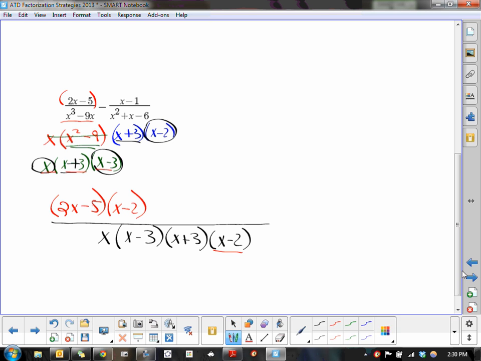Then we run across our subtraction sign. Then we got an x minus 1. I'm going to put it in parentheses right away. Now I got to figure out, what do I have to multiply this times to get our common denominator? What is this missing? It's missing an x and an x minus 3. Perfect. Now we're set up to distribute.